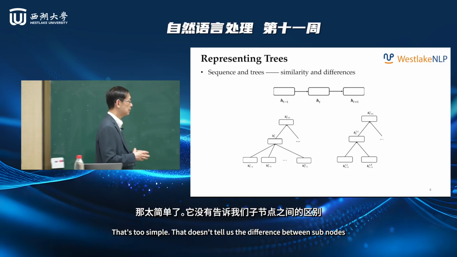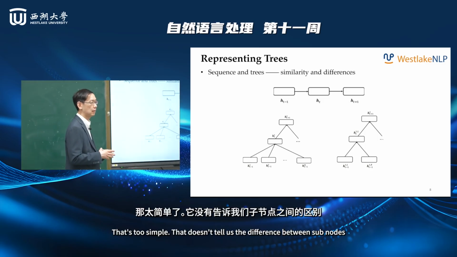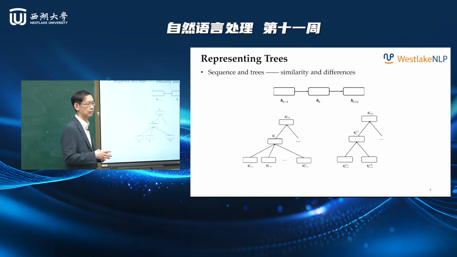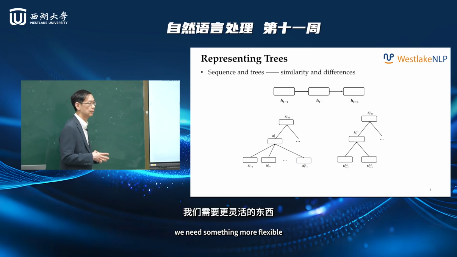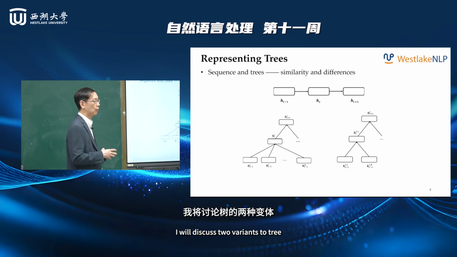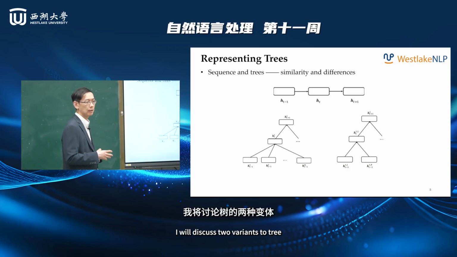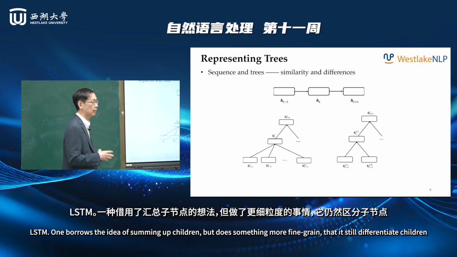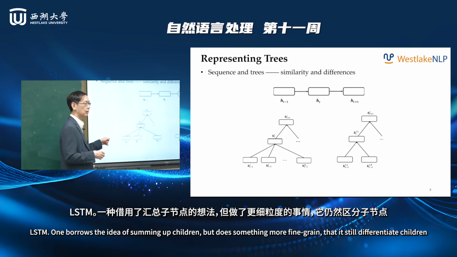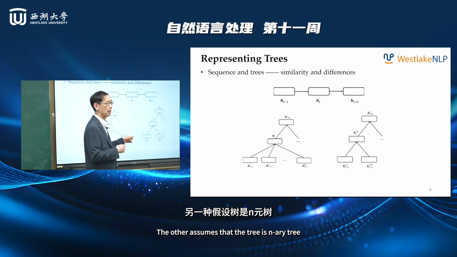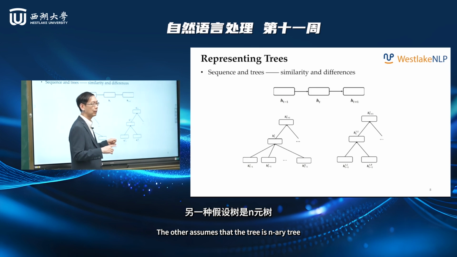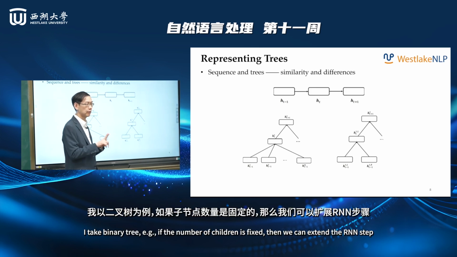That's too simple. That doesn't tell us the difference between subnodes, okay? So we need something more flexible. I will discuss two variants of tree LSTMs. One borrows the idea of summing up children, but does something more fine-grained so that it still differentiates children. The other assumes that the tree is an n-ary tree. Take a binary tree, for example.